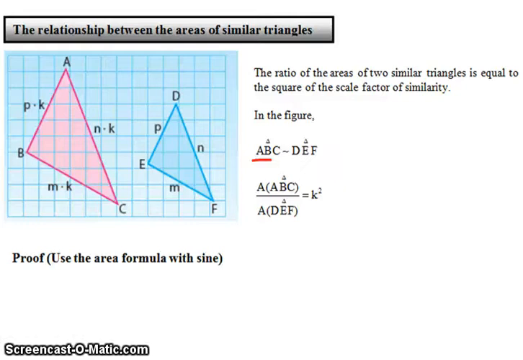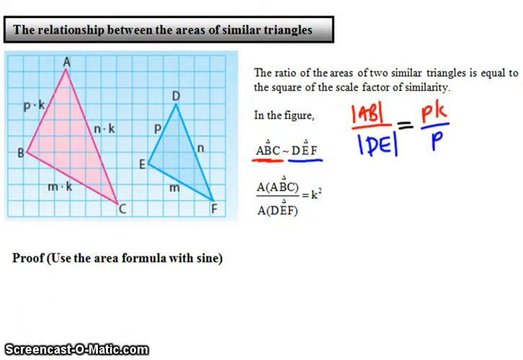Right, in this video we're going to look at the relationship between the area of similar triangles. So we've got here in our diagram a similar triangle ABC, the red one, is similar to DEF. And we should be able to see that, since if we look at the corresponding sides, if we see AB and compare that with the corresponding side DE, then we can see that this ratio will simplify to be K. Now this K we call a scale factor.